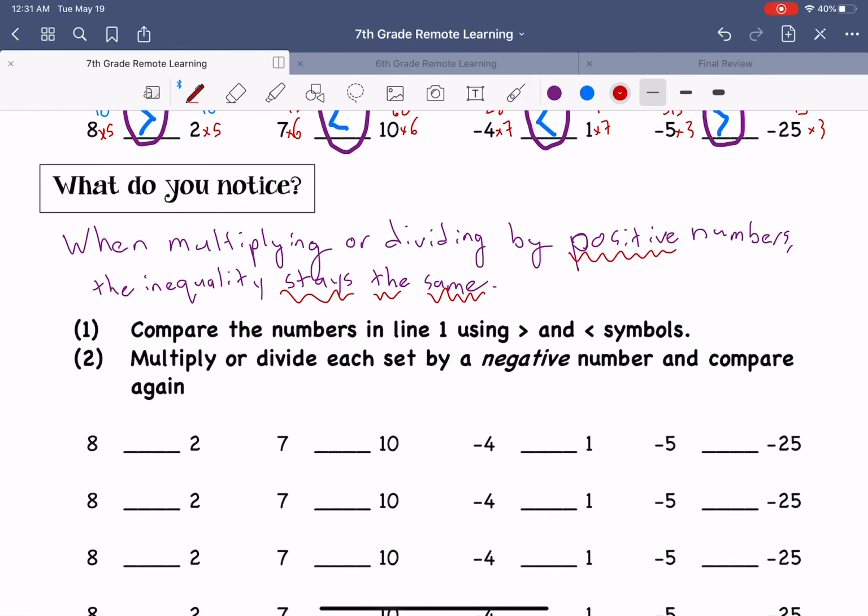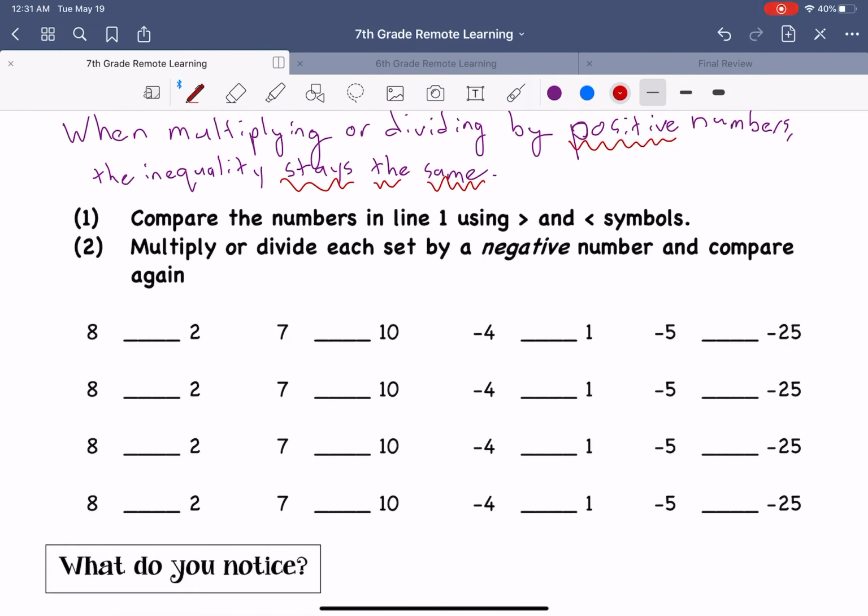Okay, so we're going to do the same thing again. I know that was kind of tedious, but it's really important that we pay attention to what's going to happen. And this time, we're going to multiply or divide by a negative number and see what happens. Okay, so let's start by comparing our first line.